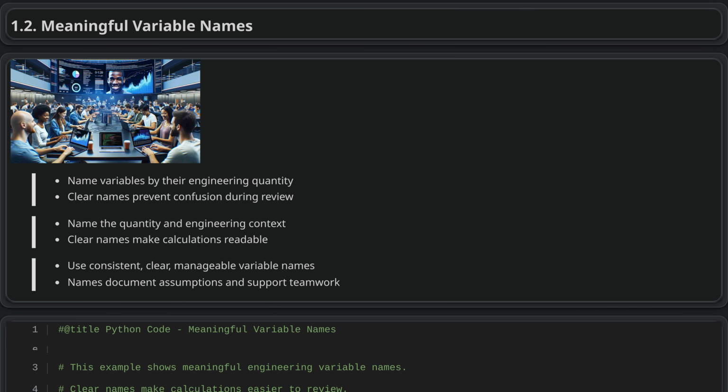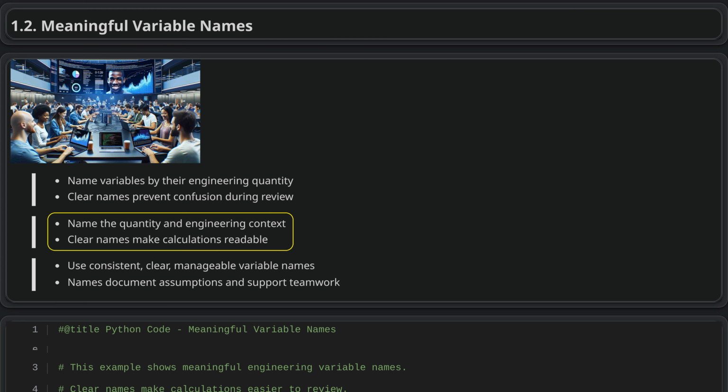Meaningful variable names. Use meaningful names in engineering calculations so quantities are easy to identify and check. In civil engineering, names should specify what is being measured, such as beam length, pipe diameter, or pavement thickness, especially when projects include similar dimensions. Clear naming helps others review calculations later and reduces confusion and errors.